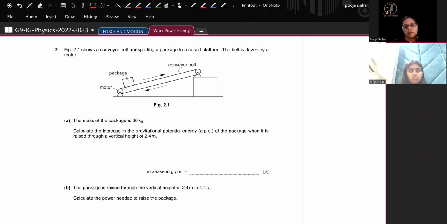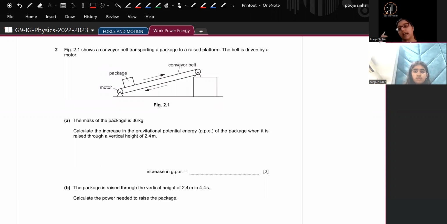Okay. What is gravitational potential energy? The formula? होता क्या है gravitational potential energy? For example, if you're like jumping on a trampoline, so the energy while going up is going to be the gravitational potential energy.